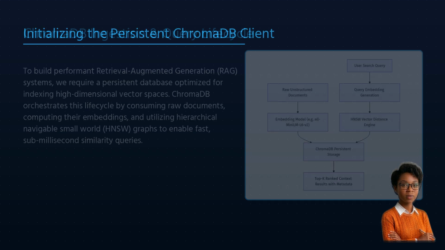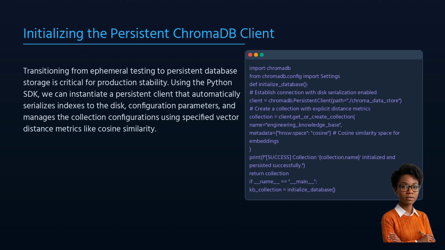Now let's write the actual implementation. To ensure our vector embeddings persist after our application shuts down, we initialize a persistent client pointing to a local directory path. We then create or retrieve a collection and configure its metadata to explicitly use cosine similarity distance.